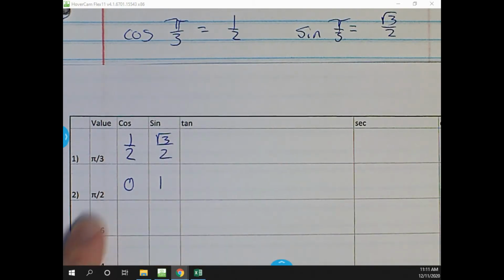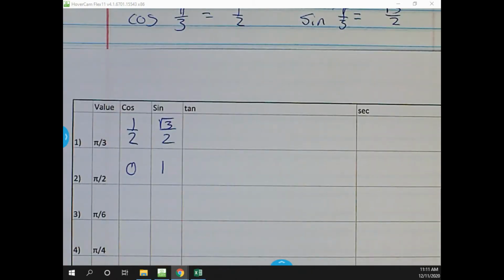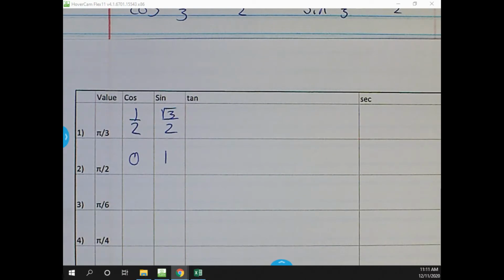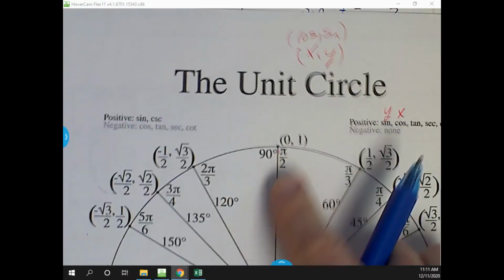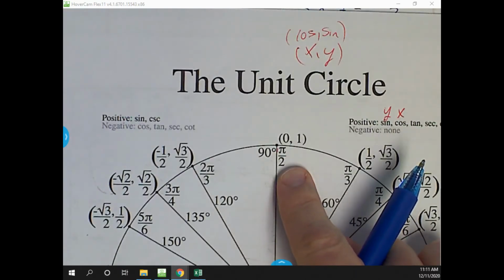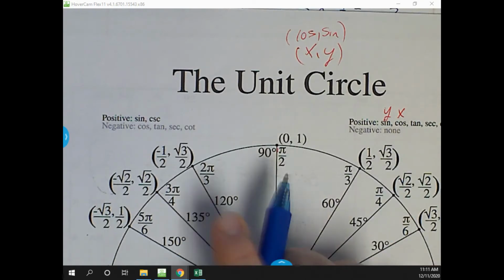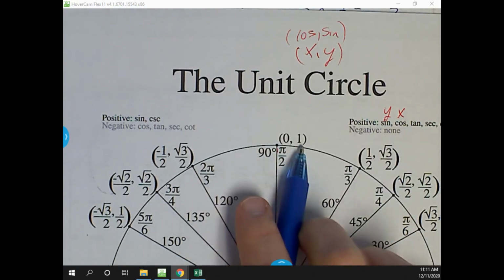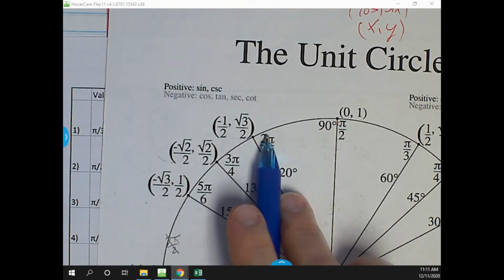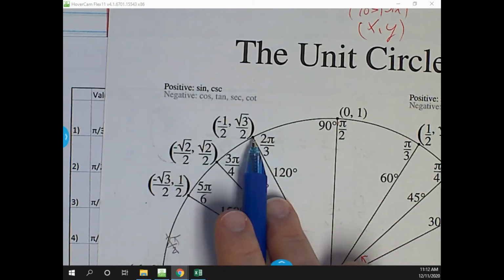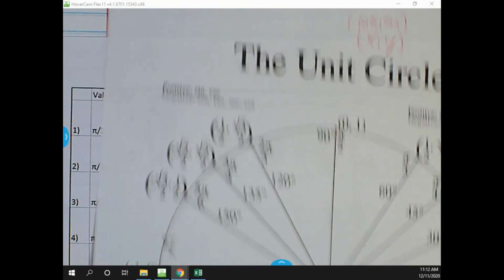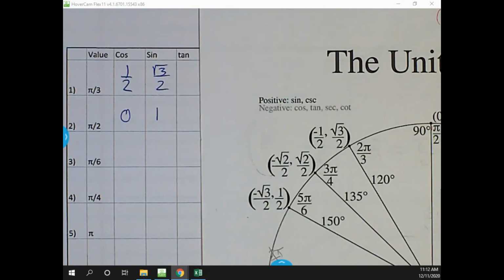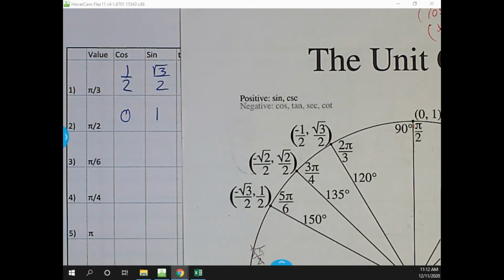And then hopefully you start to make the connection that, okay, when I'm doing this, the ordered pair is just the answers to this. So when you go to pi over 2, this is going to be the cosine, and this is going to be the sine. When we go to 2 pi over 3, this is going to be the cosine, this is going to be the sine. And that's the connection you've got to make, is that when we do all these things, cosine and sine is just finding those numbers on the ordered pair that's on your unit circle.